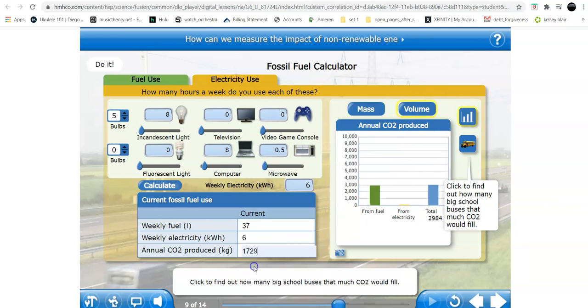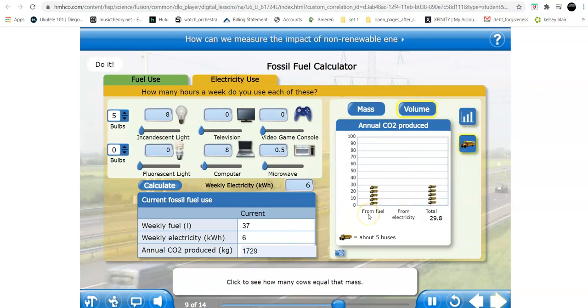I don't know. Something like this. Alright, I think I did something wrong, but I don't want to redo this video, so. Click to see how many cows equal that mass. Cows aren't on there. I think this one's a little confused. Alright, I'll take a picture of that. I'll click here, I'll take a picture of that, and I'll go on.